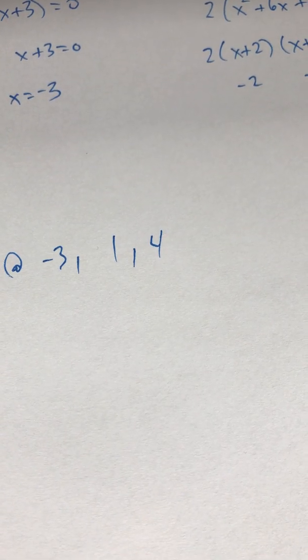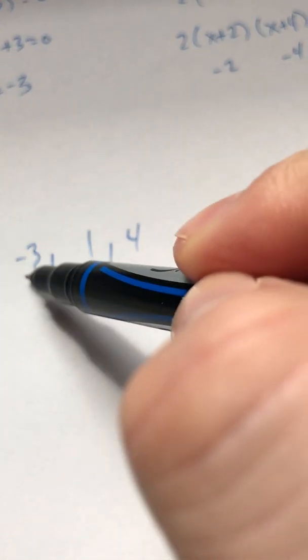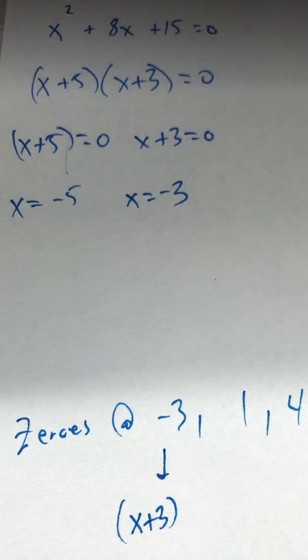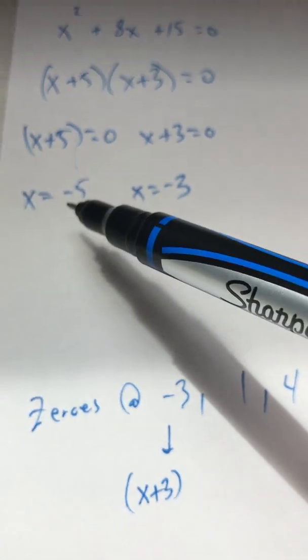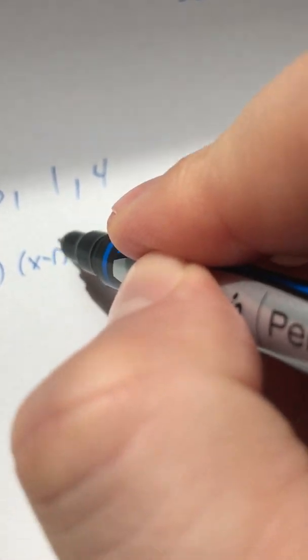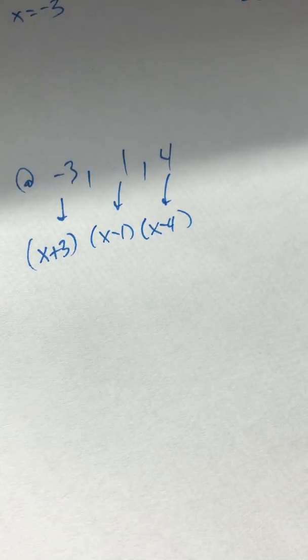The very first thing I'm going to do is make the factors for each zero. So if negative 3 is a zero, that means x plus 3 has to be a factor. Just like in the beginning here, this plus 5 factor gave me an answer of negative 5. So we're working backwards. If positive 1 is a solution, that means x minus 1 has to be the factor for it. And same thing here. If a positive 4 is a solution, that means x minus 4 is the factor. So there's our first step. Take your zeros and make your factors.